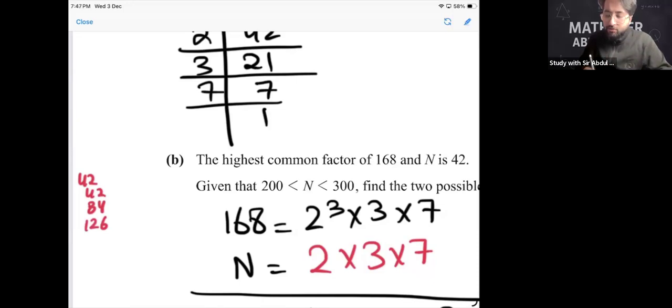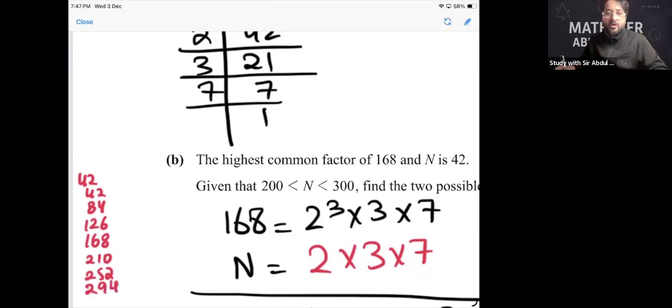If I add 42, this will become 168. If I add 42 one more time, that would be 210. If I add 42 one more time, that would be 252. If I add 42 one more time, it would be 294. 252 plus 42 is 294.